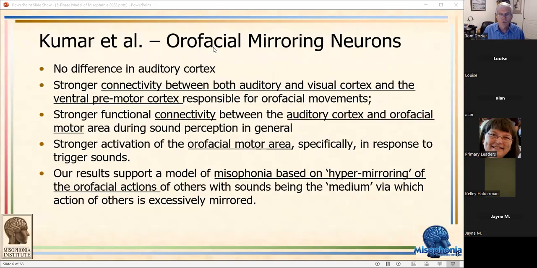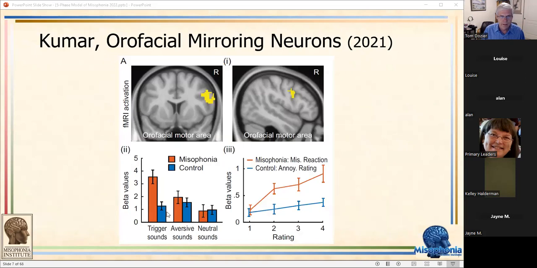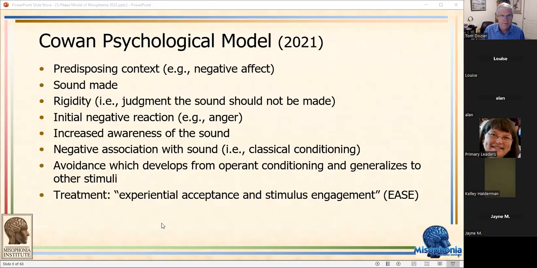Then he's also looked at the orofacial mirroring neurons and shows that there's this kind of monkey see, monkey do neurons. And he sees that these are firing, trying to make you mirror the actions that you hear. We know that mimicking is very common in misophonia. And so he says it's kind of a hyper mirroring of these orofacial actions. And so again, here he's showing that the mirroring is much higher in people with misophonia than without misophonia.